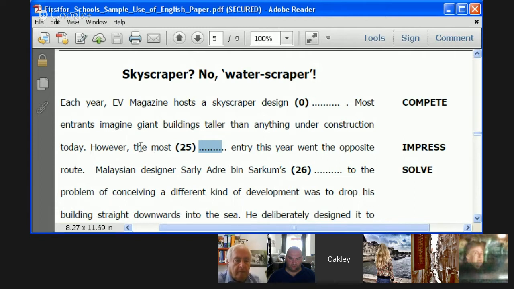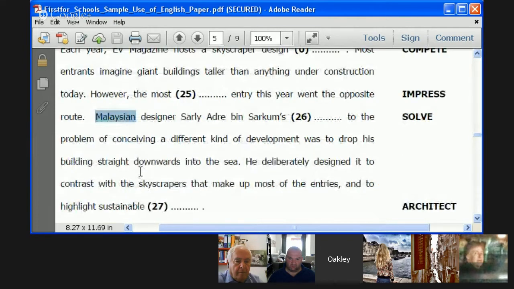Very good. The clue here, Senia, what is the big clue? "The most." It's a superlative form. It is superlative. It has to be followed by an adjective. Absolutely. Very good. You are correct. Perfectly done. Okay, Gina, take over. "Malaysian designer Charlie Adler's circumspect approach to the problem of conceiving a different kind of development was to drop his building straight downwards into the sea."